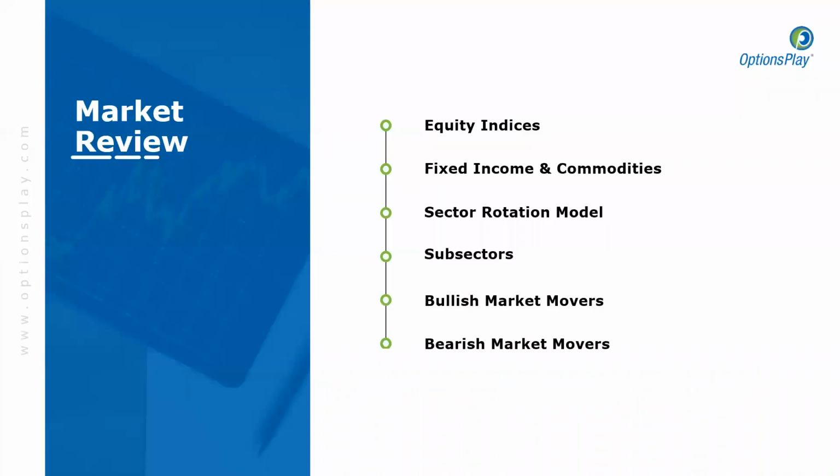Our agenda for today, we'll be kicking off as usual with the major equity indices. Big day today as we have a CPI data release, and that's pretty much going to confirm where equities are heading in the near future. From there, we'll be moving on to fixed income and commodities. We'll take a look at the sector rotational model and see which sectors are outperforming and underperforming the overall market. From there, we'll move on to some subsectors of interest that I have for you today, and we will end today's session with some bullish and bearish market observations.